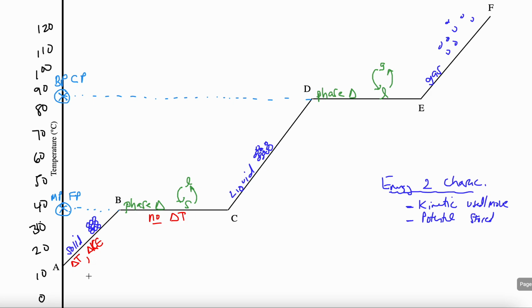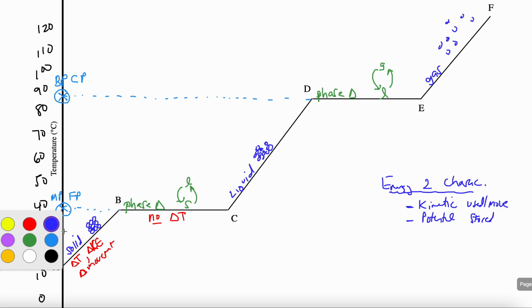So we see a change in the ability to move. So we see a delta in the movement. Either the particles are able to start to move more or they move less. In the areas where there's no delta T, that means a different characteristic of energy is being affected here.